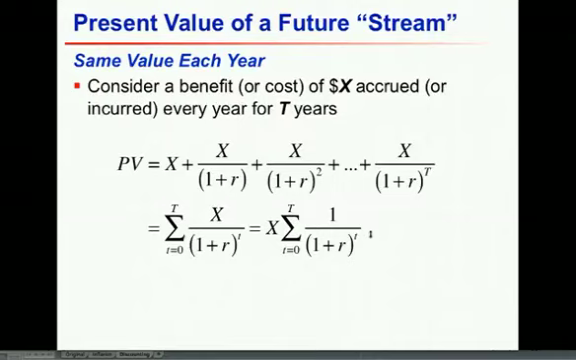Remember, the discount factor for each year. So you basically sum up the discount factors for all years in question and multiply by X. That's what you get for the present value of a stream of costs or benefits.